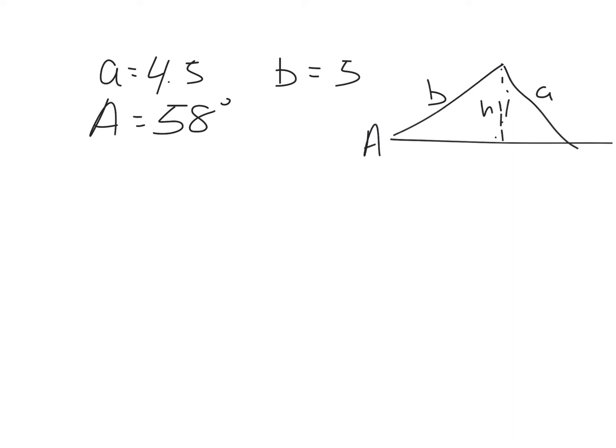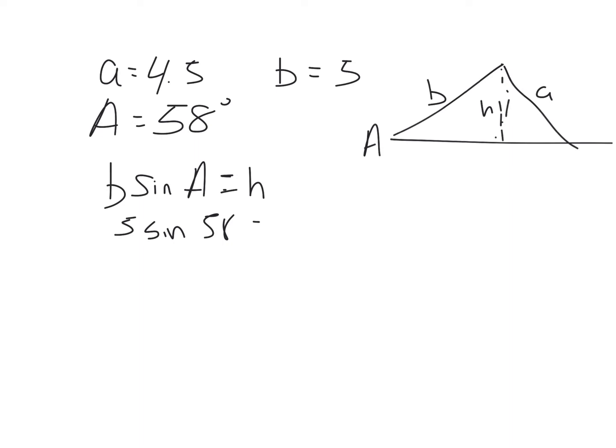That's my height. Okay. So in order to find out what the height is, similar to what we did before, we do B sine A is equal to H, as you saw in the first slide. That's 5 sine of 58, and we do 5 sine of 58.